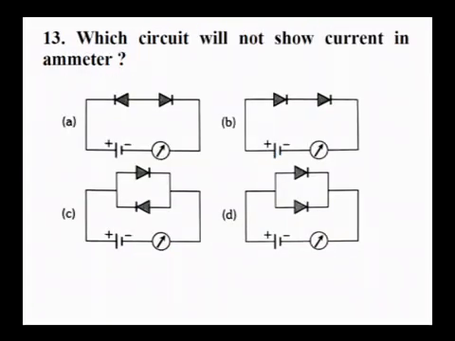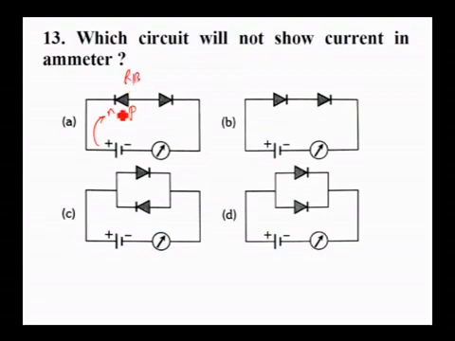See, students, in this particular circuit, they want to know which will not show current in the ammeter. Current will not flow in the ammeter only if that line does not carry current, and that happens when the diode is reverse biased and does not conduct. So, in the first picture, this is a diode where this is N type and this is P type, and it is connected to positive here. Therefore, this is a reverse biased case.